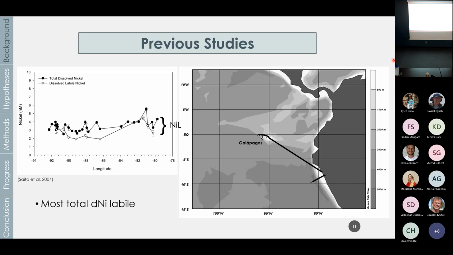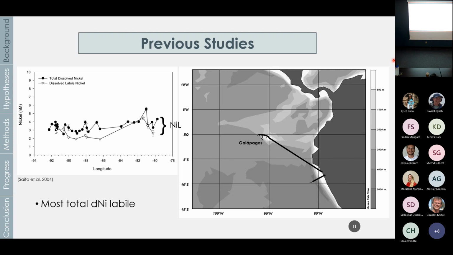So the first one is from Saito et al. 2004. We can see that this group took 2 different transects in the Peru upwelling region shown on the map to the right, and they produced this data in the figure on the left. In this figure, we have nickel in nanomolar from 0 to 10 on the y-axis and longitude moving from east to west on the x. And we have total dissolved nickel in the black circles and dissolved labile nickel concentrations in the open white triangles.